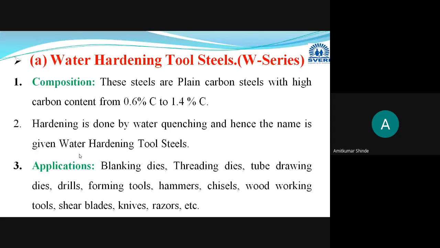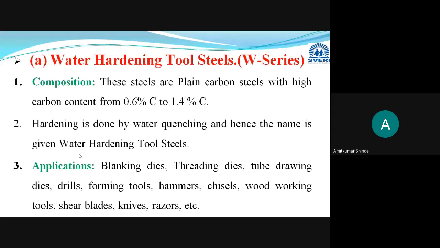During this, we are suddenly cooling from 900 degrees Celsius to room temperature. Then the hardness of that material will get increased, hardness will get improved. Now here we have done the hardening process, and it is done by using the water medium, water quenching. That's why these tool steels are termed as water hardening tool steels.